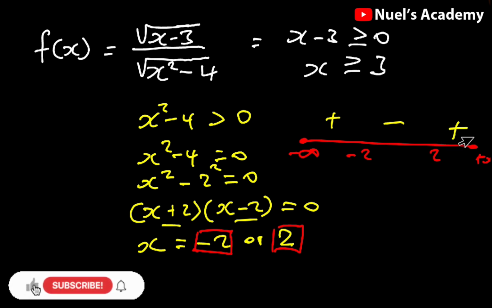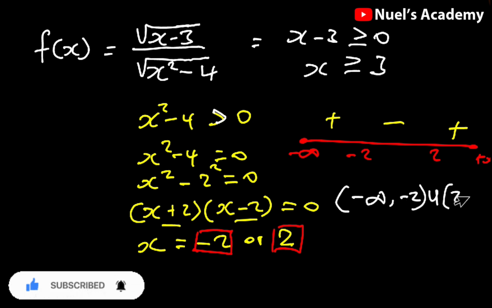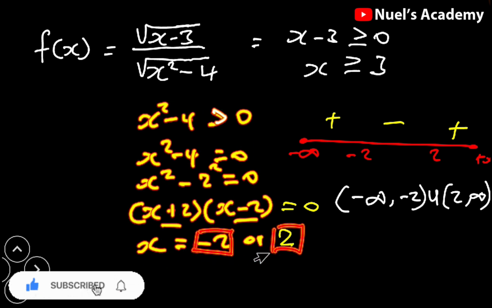So here is positive. Now because we are dealing with greater than 0, we're going to choose the regions that have a positive sign. So this region here is negative. Remember, this is greater than 0, so we're going to use parentheses. We have negative infinity, comma, negative 2, then union 2, comma, infinity. But this is not yet the domain of this function. Let's continue. We're going to see how we get the domain of this function.